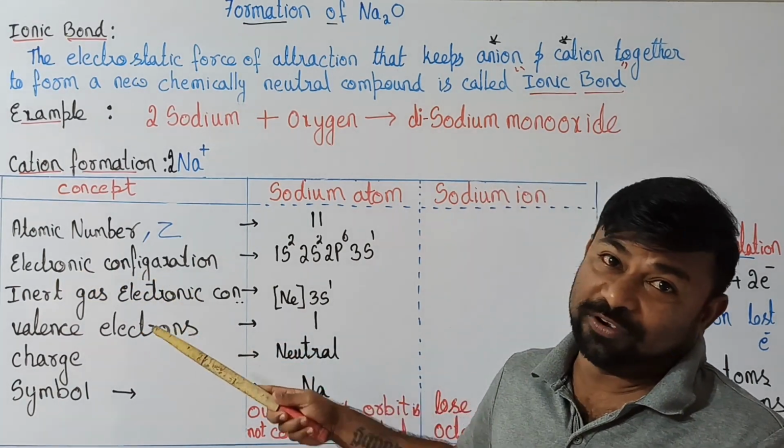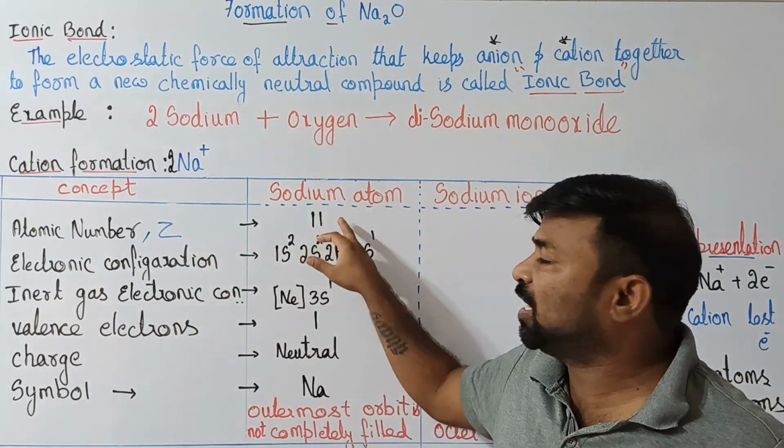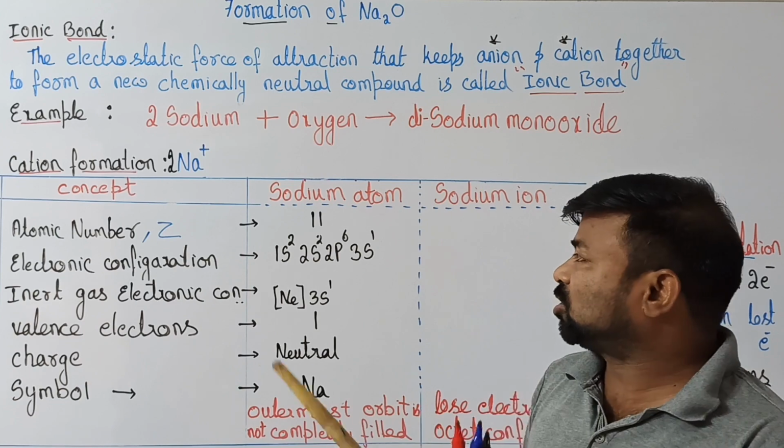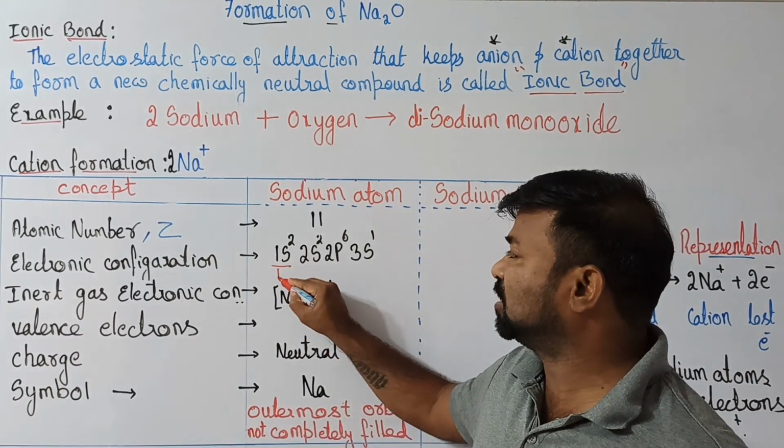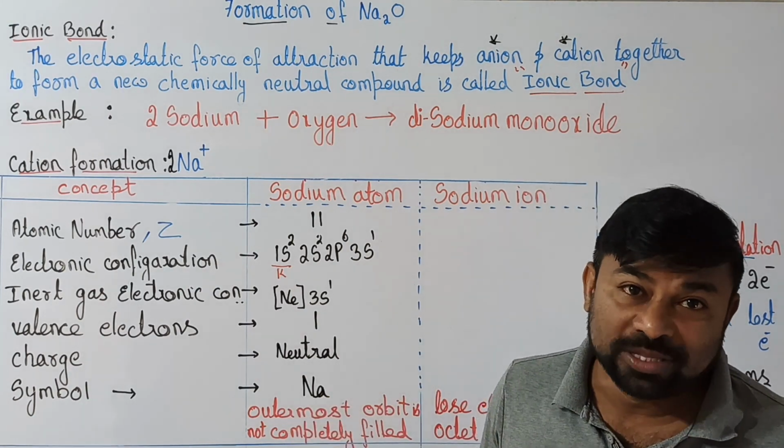Right, now electronic configuration. I like to fill out those 11 electrons in the orbits. In the first orbit, I like to place 2, as we all know. The first orbit is nothing but K, and we can accommodate 2 in that.